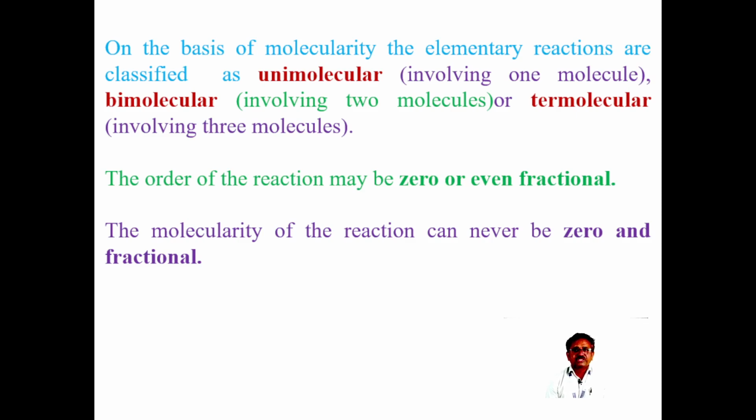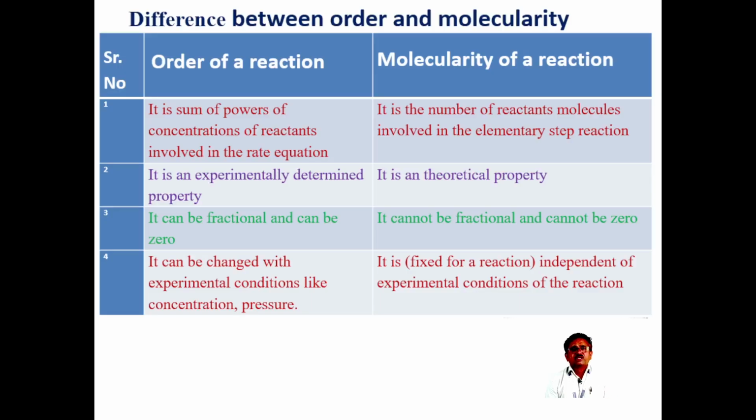So, we can just keep this in mind. Now, if we go for studying the difference between the order and molecularity of a reaction, you can revise some points which we studied when we saw order of reaction and molecularity of reaction. In order of reaction, it is the sum of powers of molar concentrations of reactants involved in the rate equation, while molecularity of reaction is the number of reactant molecules involved in the elementary step reaction.